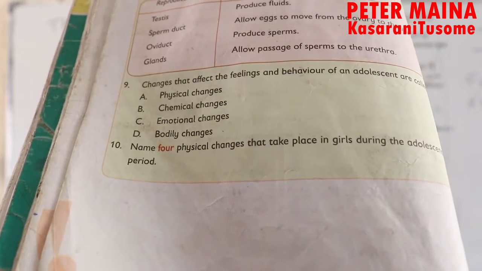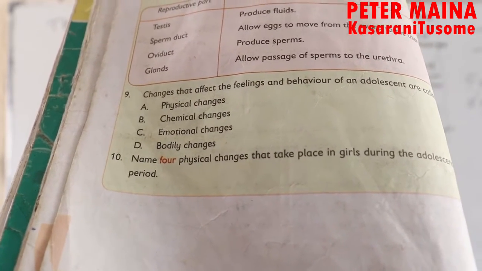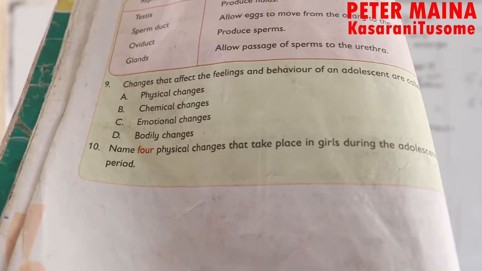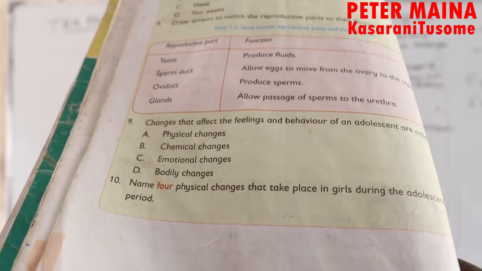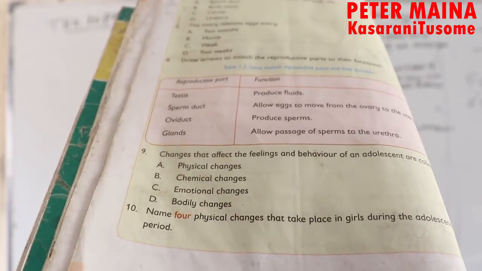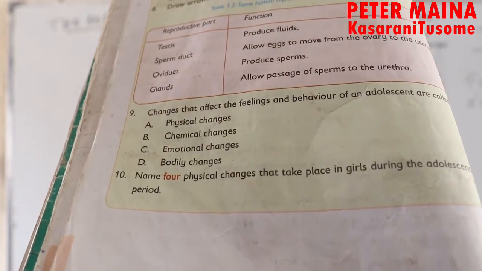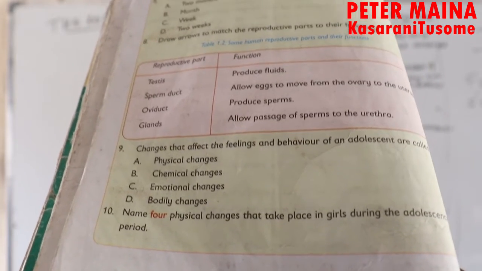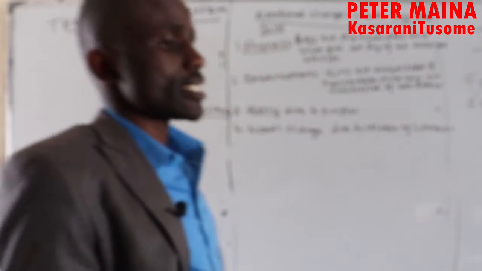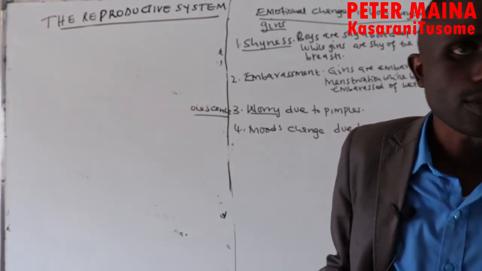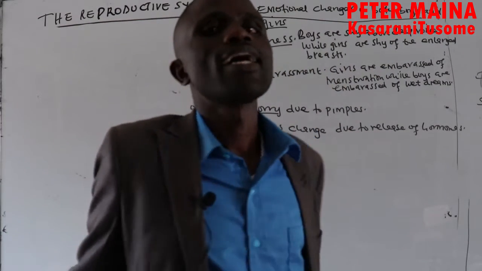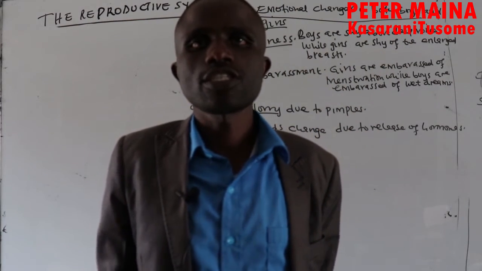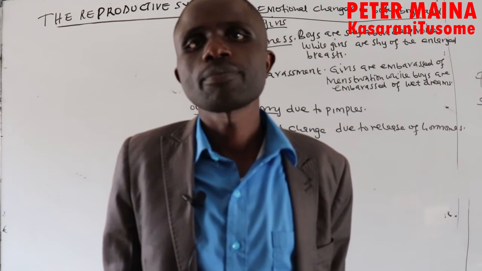There are increased hips. Also, there is the occurrence of pimples. And we also talked about growth of hair in the pubic area and the armpits. So those are some of the changes that we have been able to discuss. So this brings us to the end of the subtopic, the reproductive system. Thank you.